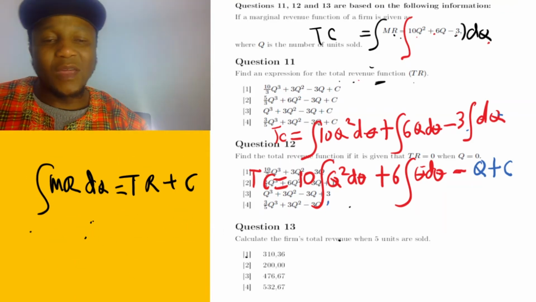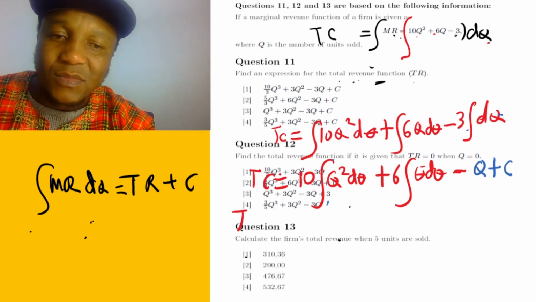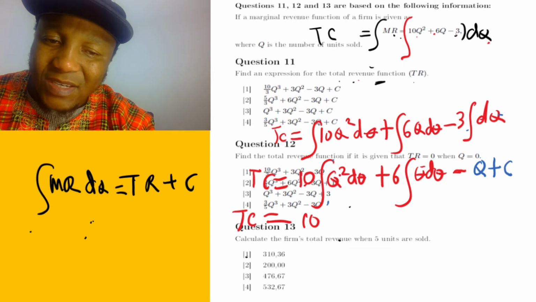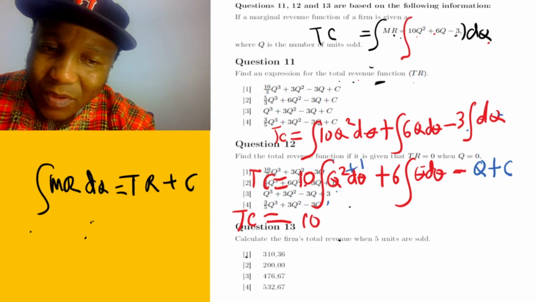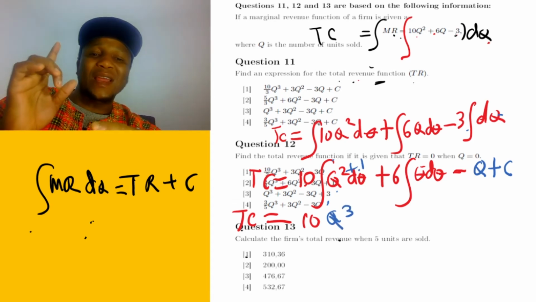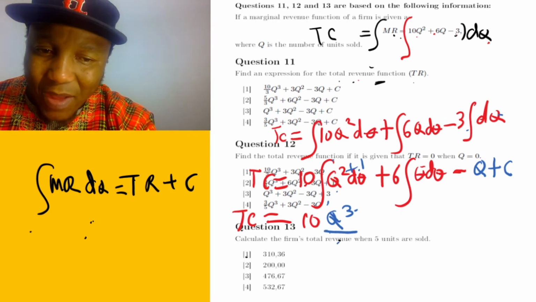So now the total cost function equals 10, which is just a 10 and is not affected. Now this is power 2, so we add 1 to the 2, and it becomes q to the power 3. Don't write the integral again, because that's the process of adding; you integrate and raise the power to 3.